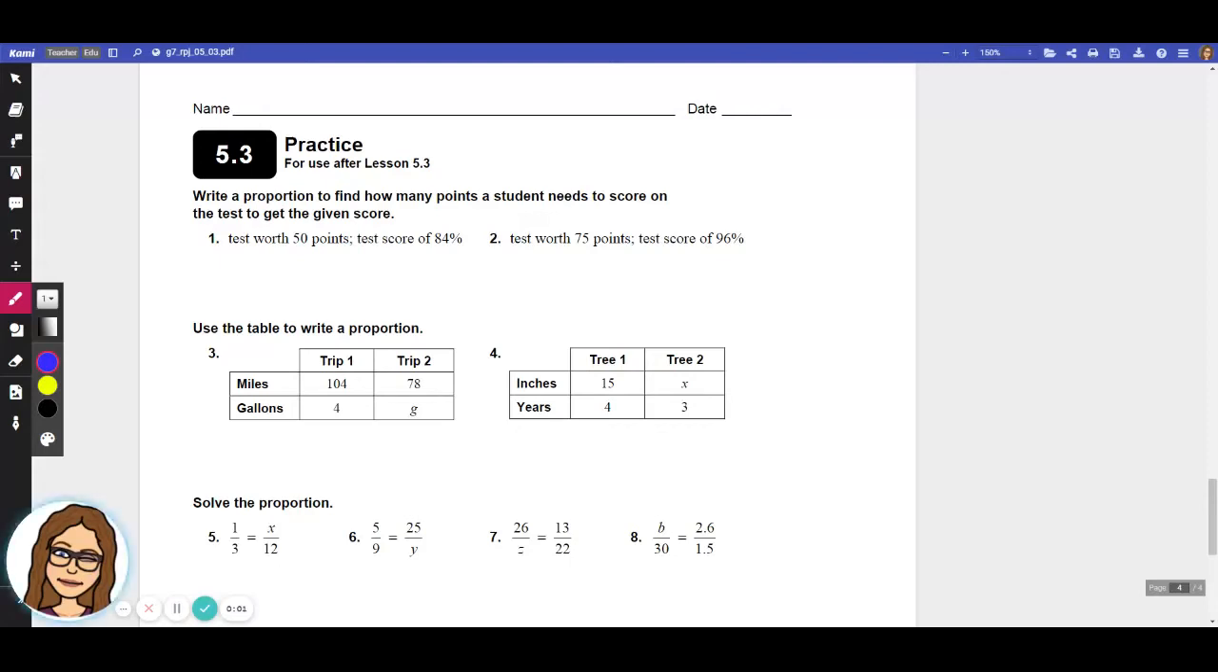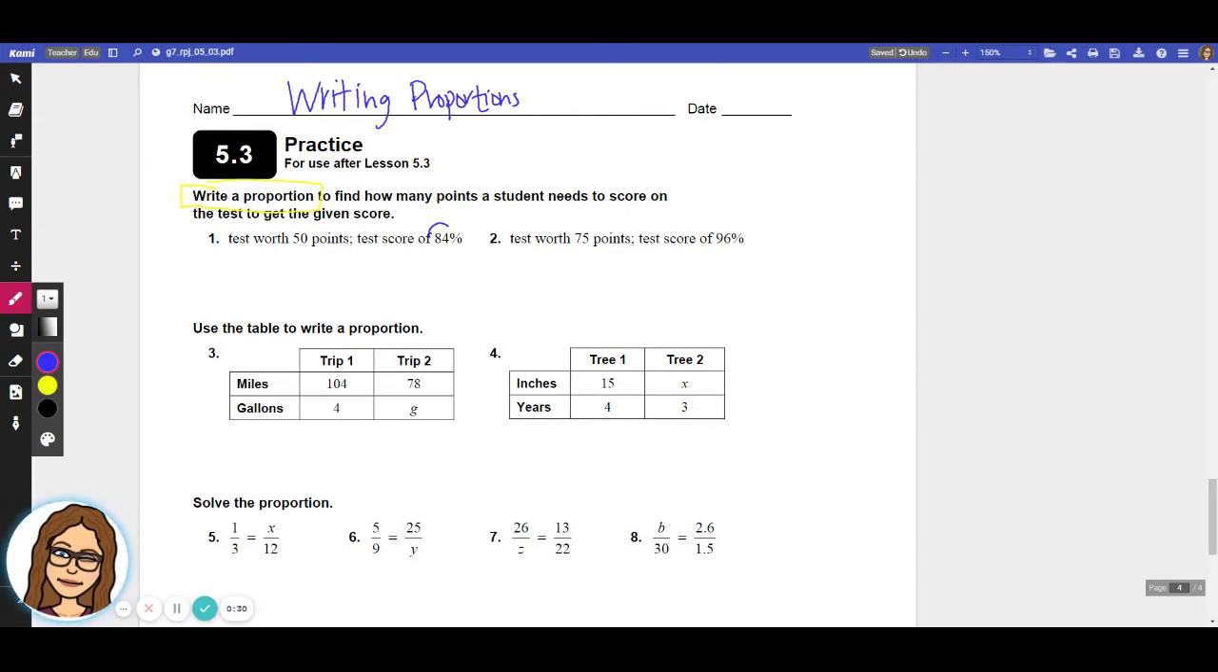So section 3 of chapter 5 is all about writing equations, and it's all about the setup and just getting you good with that. Not writing equations, it's writing proportions, which is essentially a type of equation, okay? So the first part here says to write a proportion. Notice it doesn't say anything about solving, it just says to write the proportion, okay? To find out how many points a student needs to score on the test to get the given score.